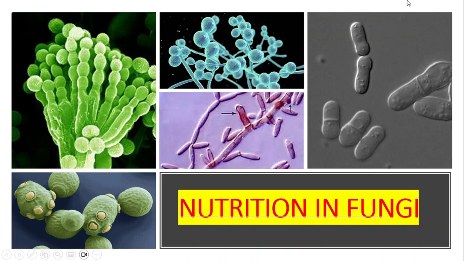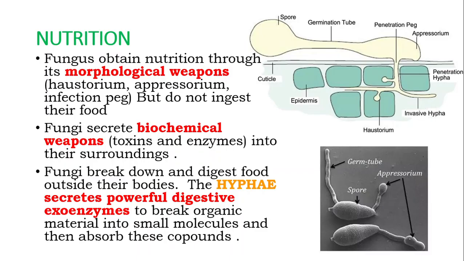Hi students, our next part is the nutrition in fungi. So there are different weapons which are used by fungi to fetch the nutrition from the host. For example, they obtain nutrition through their morphological weapons like Haustoria, Appressorium, infection peg, but do not ingest their food, and they get the food through the absorption method.